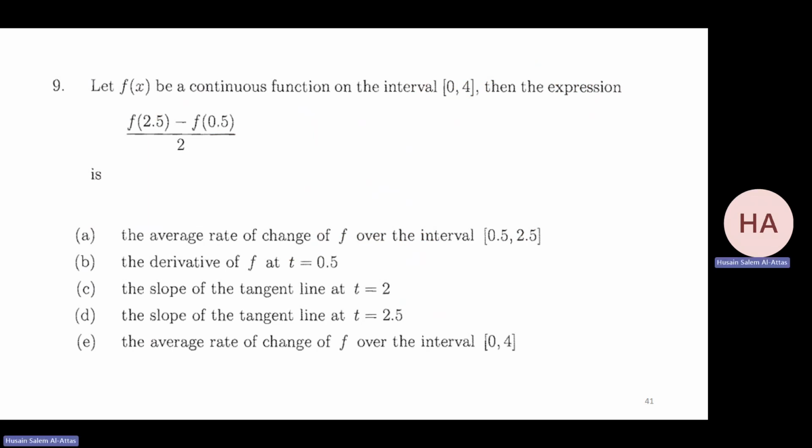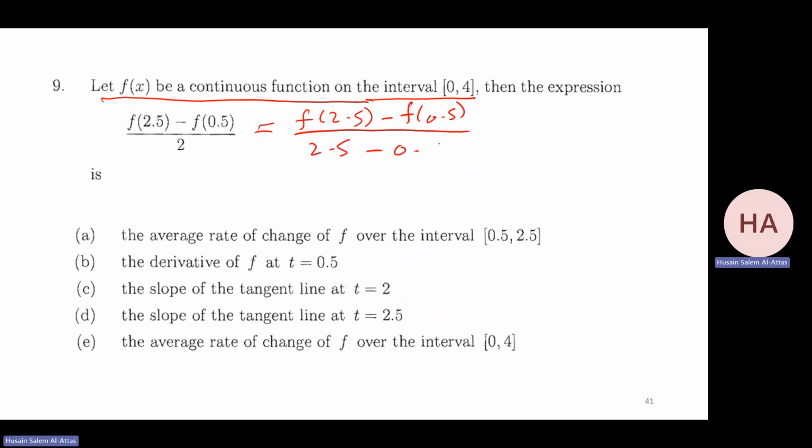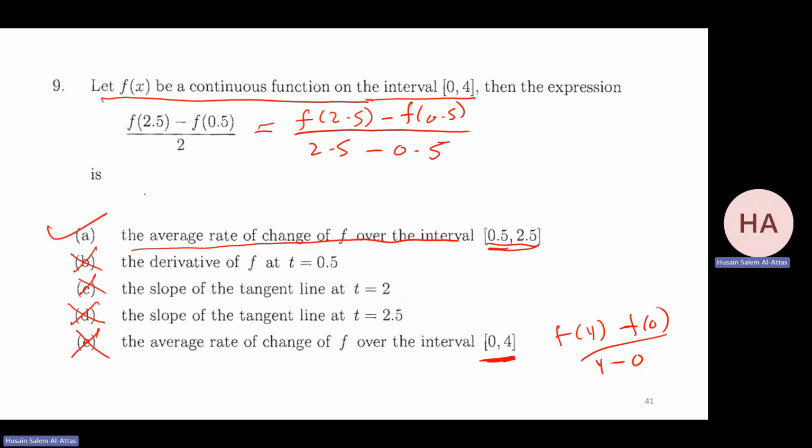Now the question a different way. Now he has f of x, a continuous function over 0 to 4. You want what this expression means. If you do just a simple thing, these two, you write it as 2.5 minus 0.5. Now this is very clear. This is the average rate of change over this interval. This is the derivative, no. Slope of tangent line, which is derivative, no. The average over 0 to 4, no. This should be f of 4 minus f of 0 over 4 minus 0, which is not correct. So this is also not correct. So this is the correct answer.